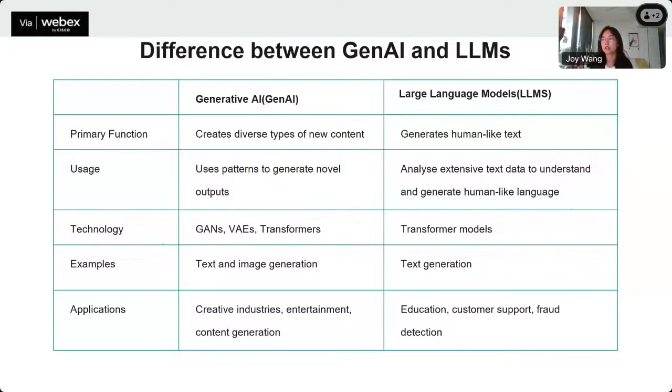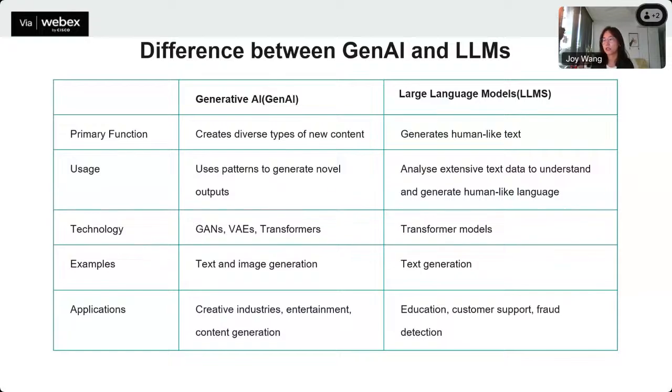It can describe all the generative AI models that aim to create diverse types of new content. But in large language models, the primary goal is to generate human-like text. So the usage is also different. For Gen AI, there are many different usages: generating text, image, or latent features, but large language models are designed to understand and generate human-like language. And for the techniques of Gen AI, we may think about the GAN, the VAE, the transformers. But when we mention the large language model, we mainly refer to the pre-trained large transformer-based models.